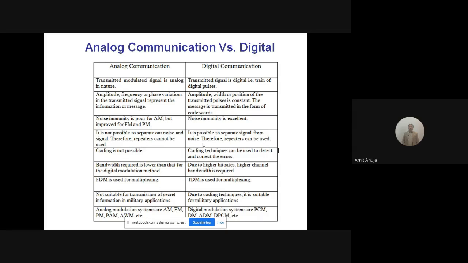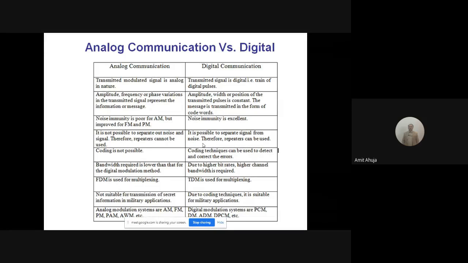One of the important further distinctions between analog and digital communication is the type of multiplexing. Multiplexing is one of the important methods by which you can increase the efficacy of a communication system. Here we use frequency division multiplexing in analog, and time division multiplexing in digital communication.